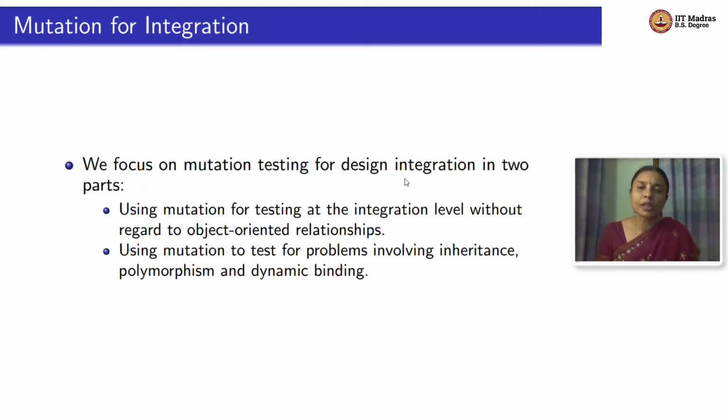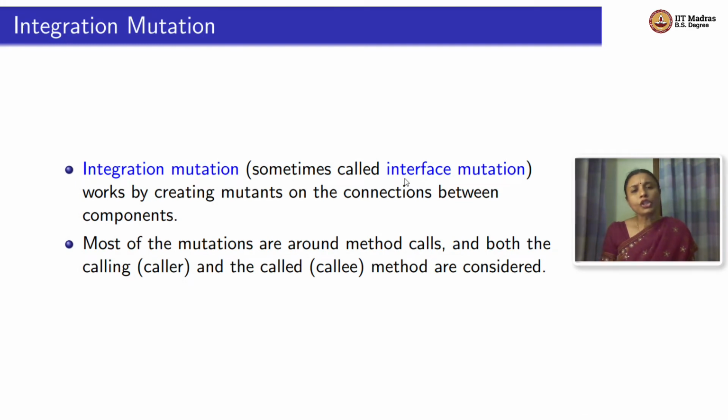So we split mutation testing at design integration level into two parts. First, we look at mutation testing without focusing on anything specific to object-oriented concepts. Then we look at mutation testing by first understanding different object-oriented concepts and then looking at how mutation testing looks for those kinds of things. That will naturally lead us into other kinds of testing features for object-oriented relationships, which we will continue with in week 10.